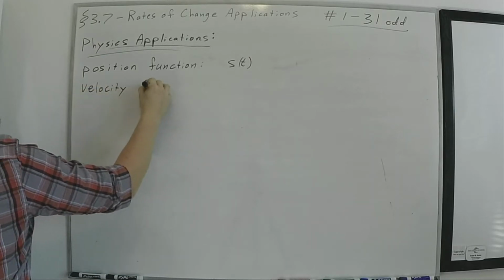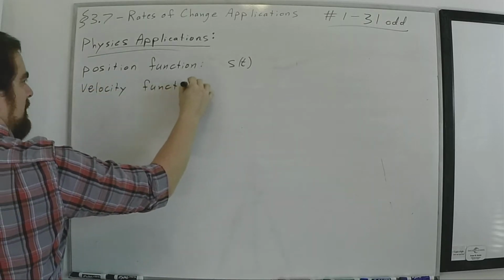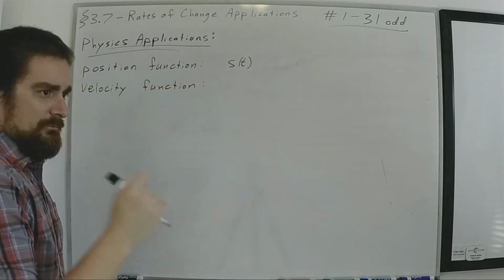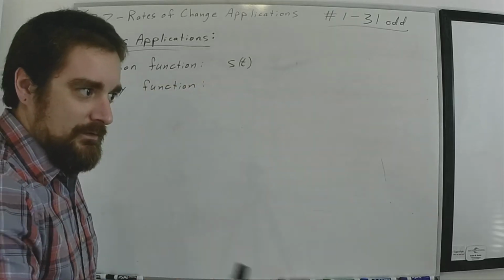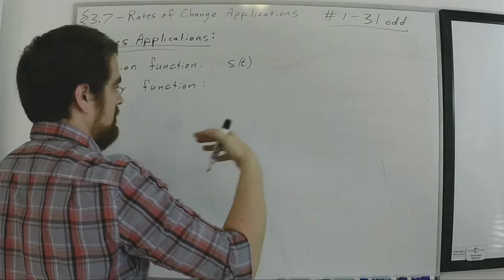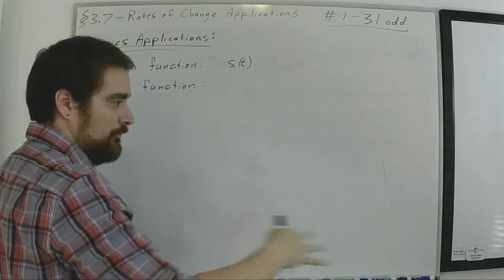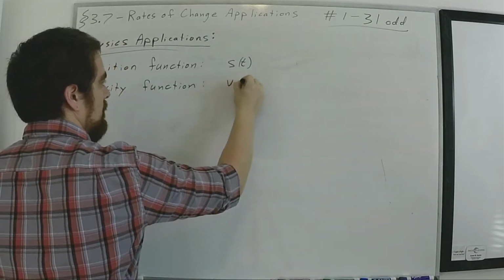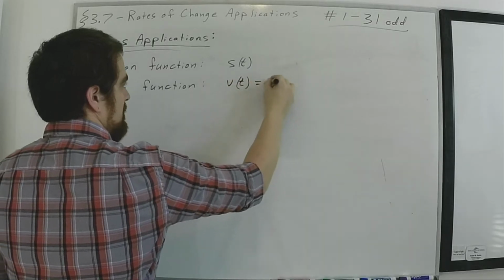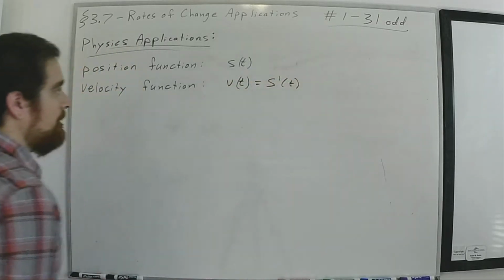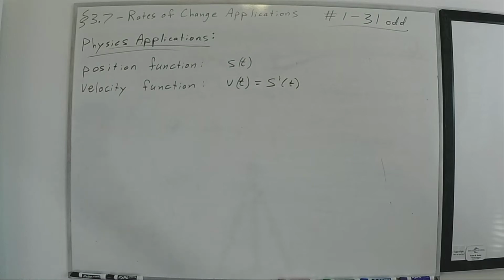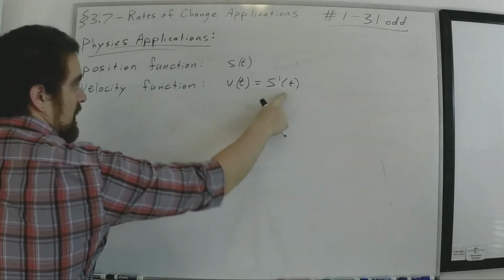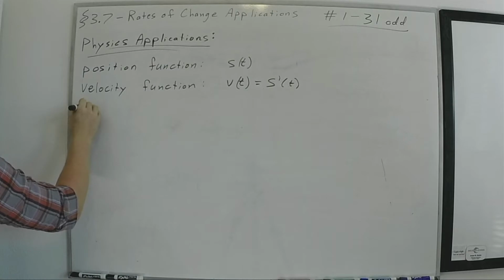The velocity function. Now, I can't write down a specific position function. It depends on the object. It depends on gravity. It depends on, is it moving through water? Is it moving through air? So I can't write down a very specific function. It depends on the problem. The velocity function is usually given by v of t, which is just the derivative of the position function. So you can find the velocity if you know the position function.